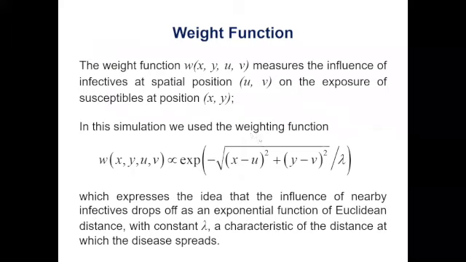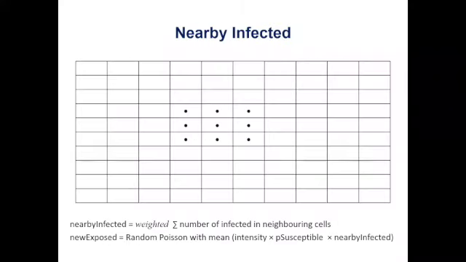About the weight function W, it expresses the idea that the influence of nearby infectives drops off as an exponential function of the Euclidean distance. Okay, so here you have the central cell, the newly exposed individuals in that cell. The central cell, tomorrow or a week later, will be influenced by the weighted sum of infected individuals in the neighboring cells. So what you see here is called a Moore neighborhood. There are other neighborhoods possible. Okay, so this is of radius 1.